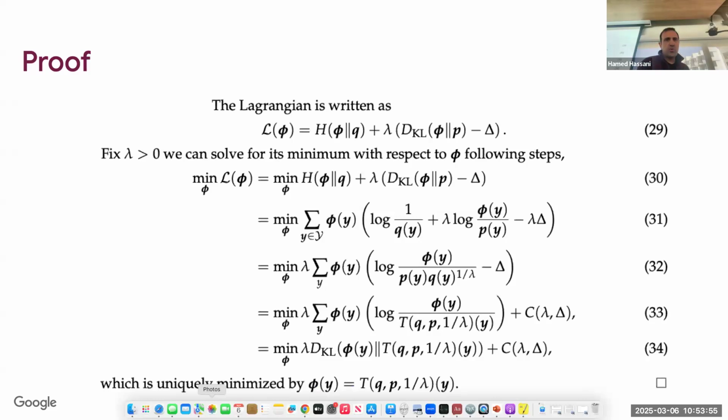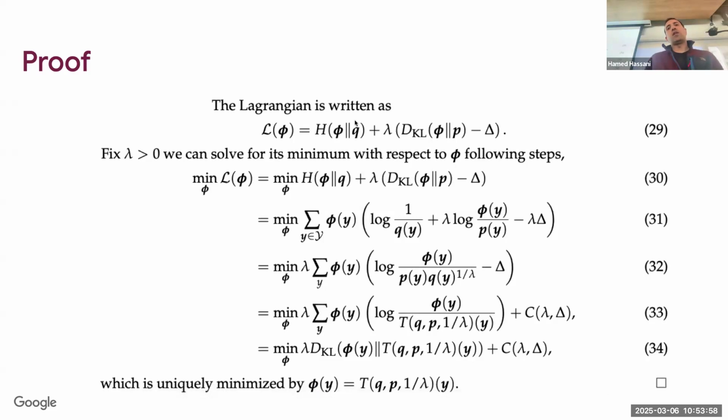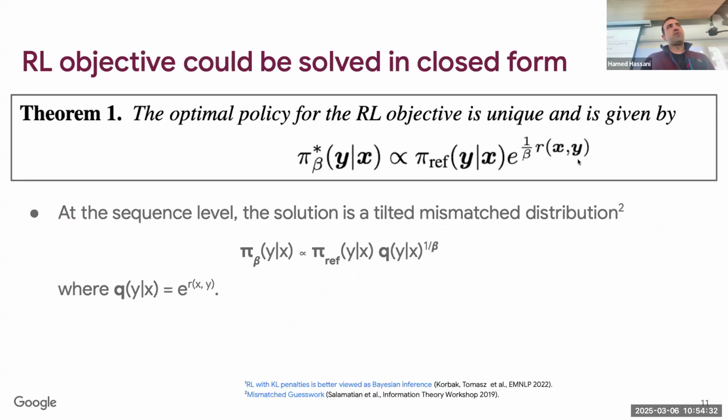So in order to get the closed form solution, the expected reward is linear, and then you have your KL regularizer. We can try to solve this minimization problem. It turns out that this is equivalent to some KL divergence plus some constants, and in order to minimize the KL divergence, you have to set the two distributions in the KL divergence equal to each other. That leads to the closed form solution of this form: the reference model times an exponential.